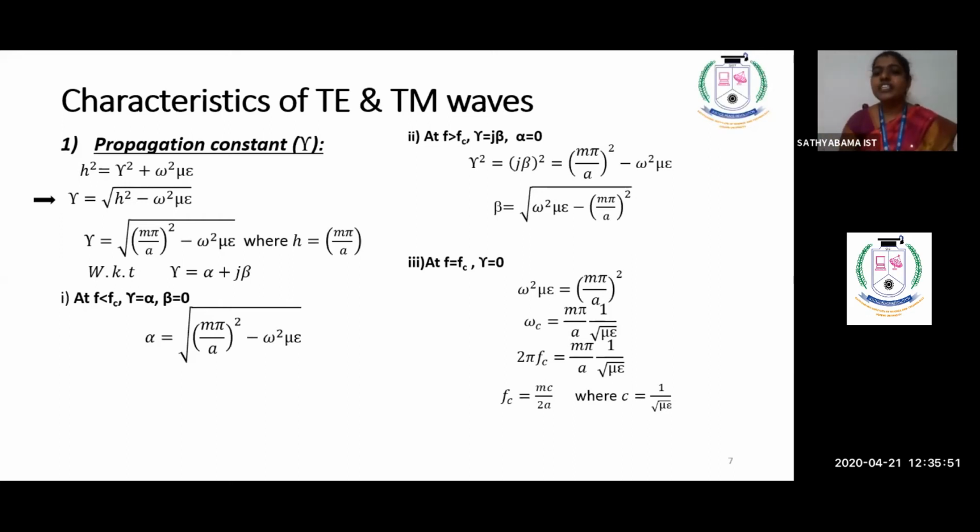If you see that final expression for fc, what is the meaning of m? m is an integer varying from 1 to 3 according to the configuration. What is c? c is the velocity of light in free space, 3 into 10 power 8 meters per second. What is a? a is the spacing between your parallel plates. Okay, let me come to the next slide.